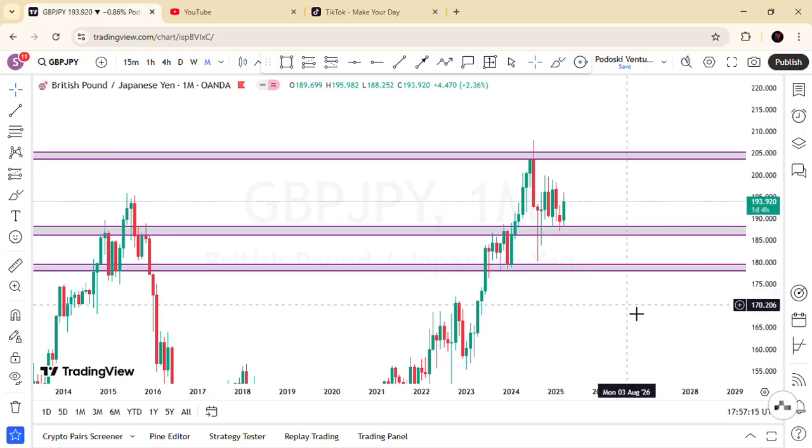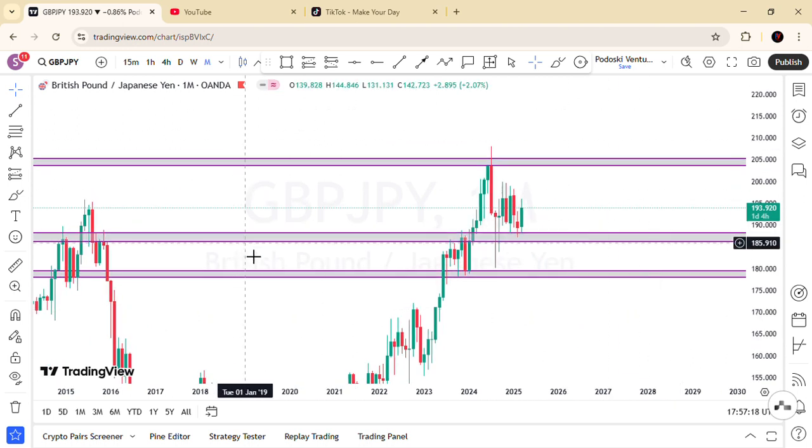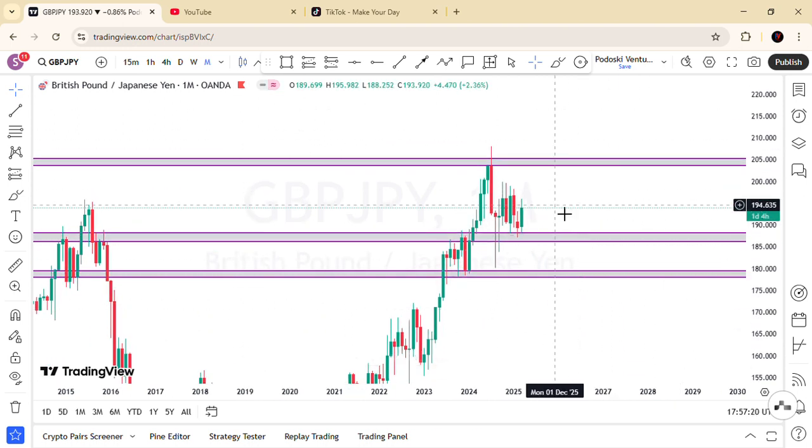So the first pair on my list is GBPJPY. I'll be doing a pre-market analysis, and the first pair is GBPJPY. I'll be starting from the monthly time frame. As you all know, I'm a swing trader, so let's start.